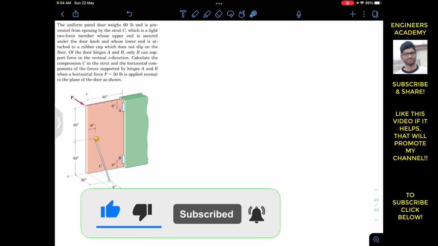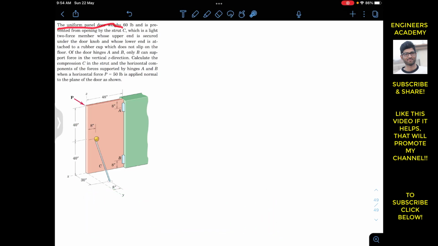Now let's solve this particular problem which says that the uniform panel door weighs 60 pounds and is prevented from opening by strut C, which is a light two force member whose upper end is secured under the door knob and whose lower end is attached to a rubber cup which does not slip on the floor. And it is said that of the door hinges A and B, only B can support force in the vertical Z direction. Calculate the compression C in the strut and the horizontal components of the forces supported by hinges A and B, when a horizontal force P of 50 pounds is applied, normal to the plane of the door as shown.